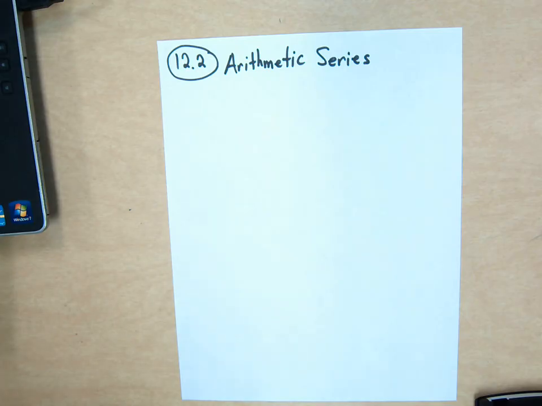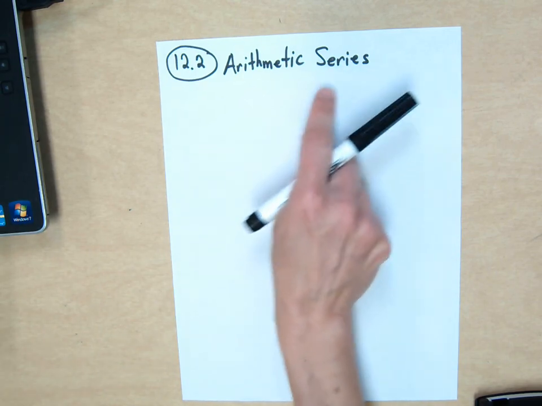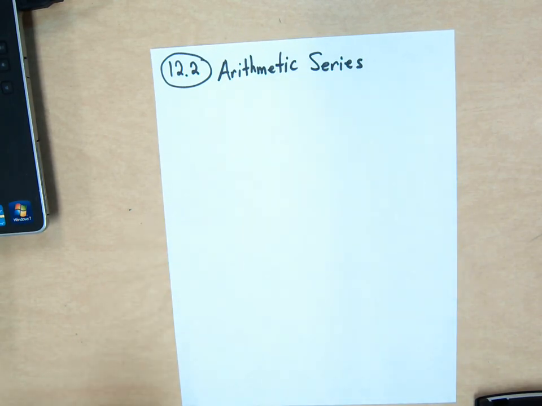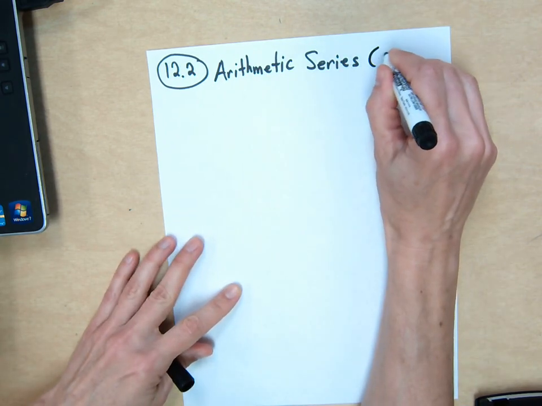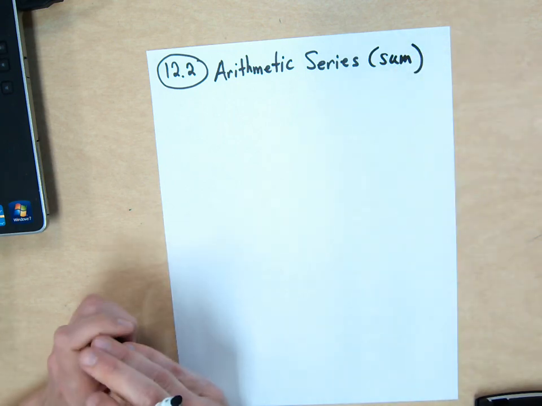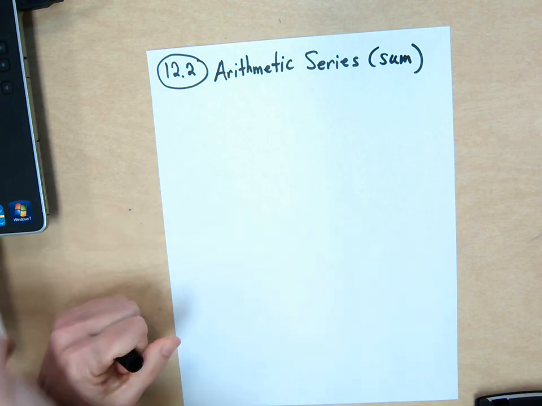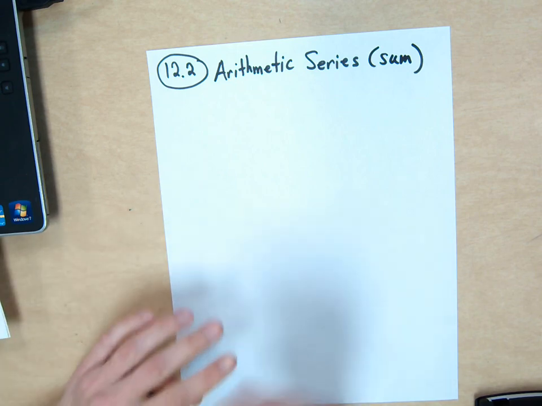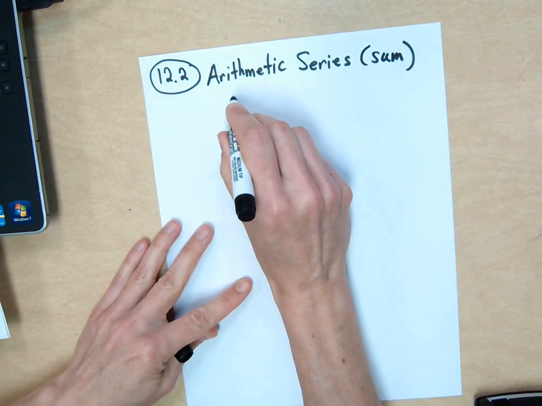Section 12.2, arithmetic. It's still arithmetic, so we're adding a constant each time, but now it's series. So the word series, whenever I see that word, I'm going to put "sum" next to it, because I just want to make sure that you know that series means that we're adding up those numbers. Okay, and there's a notation that goes with it. So I'm going to tell you the formula. Here we go. And then I'll label what each part means.